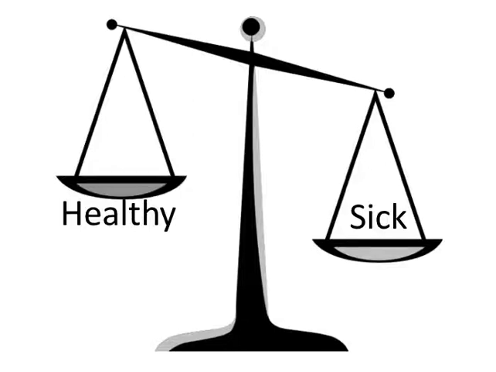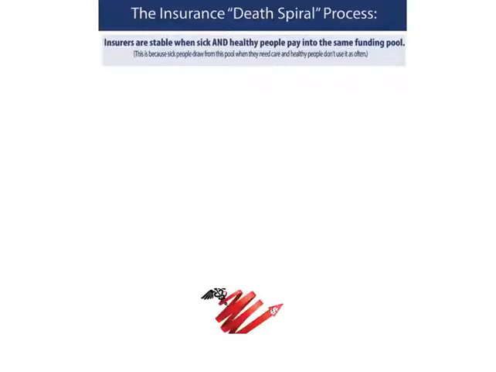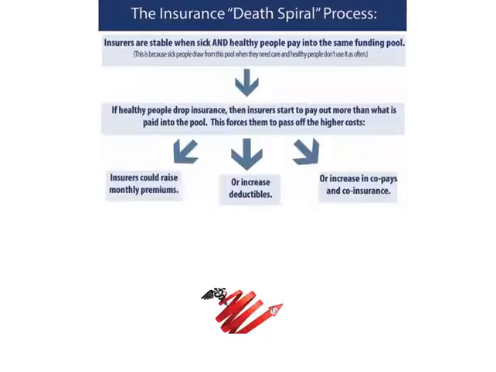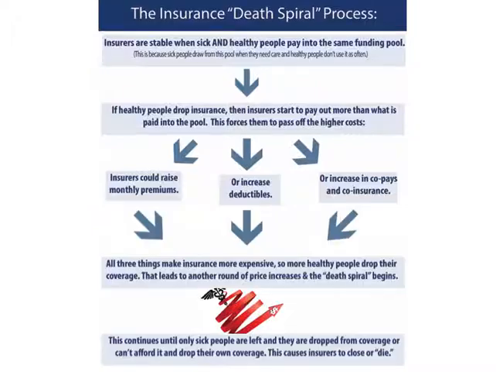Other terminology you may hear about this phenomenon is the death spiral, in which insurers are the most stable when healthy and sick people are in the same funding pool, so that as sick people draw from the pool, healthy people don't use it as often, and the costs tend to balance out. When healthy people drop insurance, insurers pay out more than they get into their financial pool, leaving them with 3 choices. They can raise premiums, they can increase deductibles, or they can increase copays.